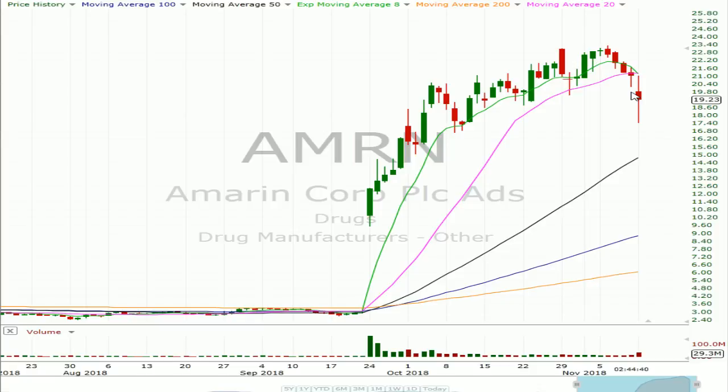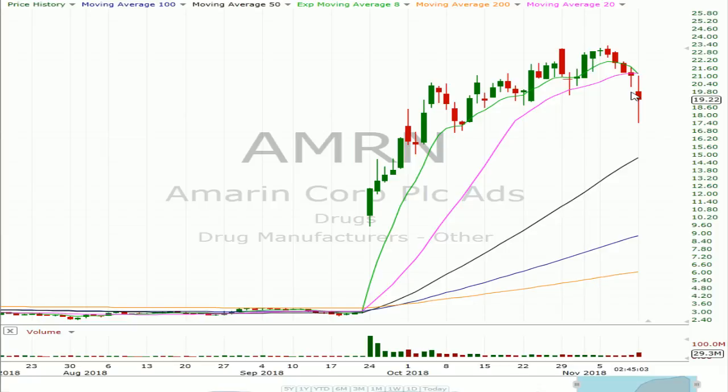Also, butterfly spreads. These are another interesting way. Butterfly spreads are another way to lower that debit and lower that risk exposure, and you're looking for a move maybe within a more fixed window.